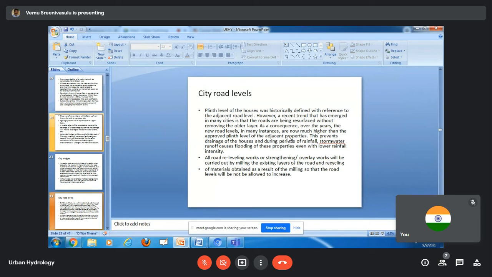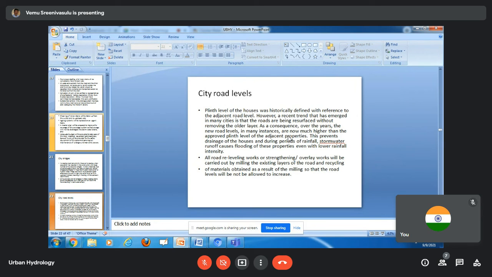So what they do, without removing the old one, again they will do it on the same old road. So because of that, the height of the road will slowly increase. Okay, so at one point of time after 40, 50 years, the road height will be much higher than the plinth level of the house. Because of this, for a small amount of rain, the water on the road will go into the houses. Okay, so that is one problem why flooding is taking place.